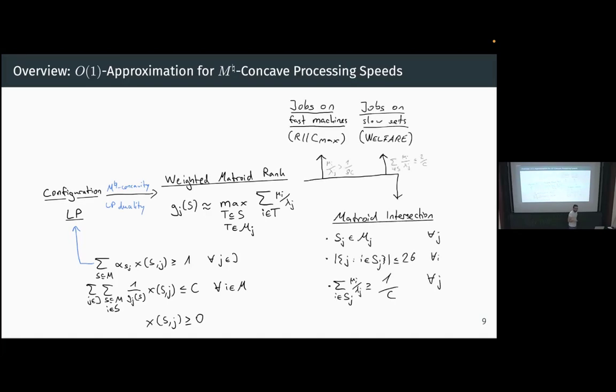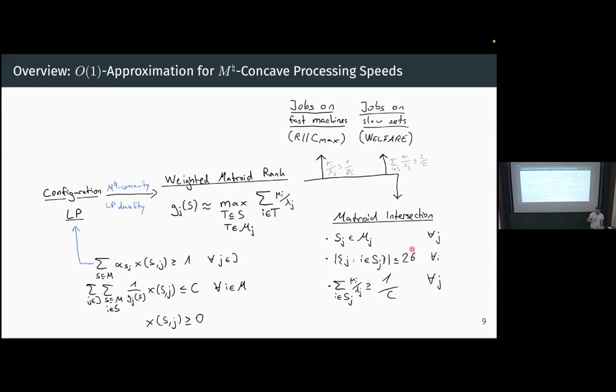And then we can get rid of some more jobs. We can get rid of jobs that are primarily scheduled on fast machines. Those we can just schedule on a single machine using, for example, the algorithm of Lenstra, Shmoys and Tardos. We can also get rid of some jobs that are assigned to slow assignments, so to sets where the total weight is relatively low. And then what remains is a case that's much more simple.